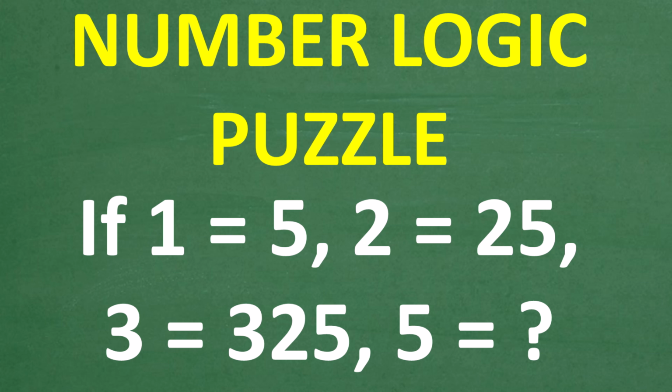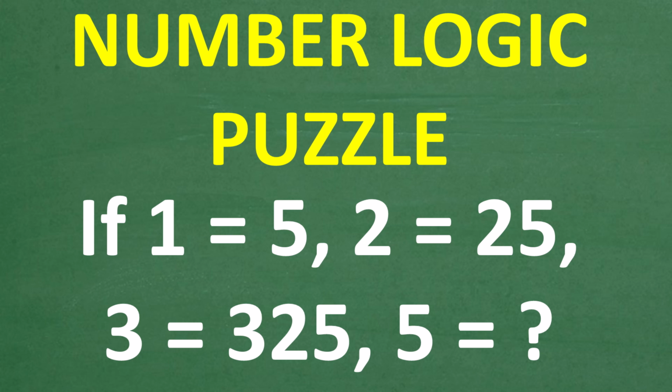So here is our problem. And again, we have some sort of pattern. And the question is, what is 5? Well, we can't answer this question unless we understand the pattern. So 1 is equal to 5, and 2 is equal to 25, and 3 is equal to 325. So we need to look at this pattern and try to figure it out.